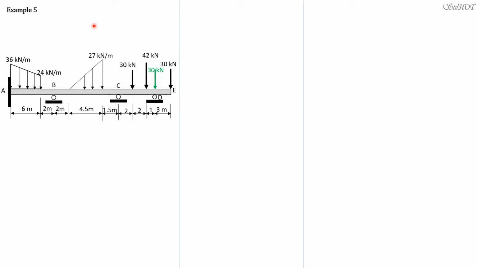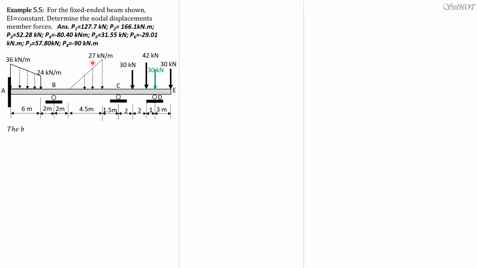Okay, let's have example 5.5 from your handouts. For the fixed-ended beam shown, EI is constant. Determine the nodal displacements, member forces. So we have 5 degrees of freedom for this beam: one at B, one at C, another one at D, rotations B, C, and D. Then we have displacement and rotation at E. So that makes it 5.